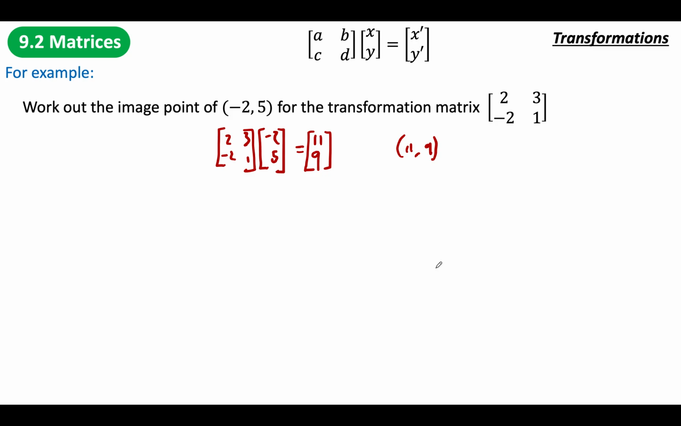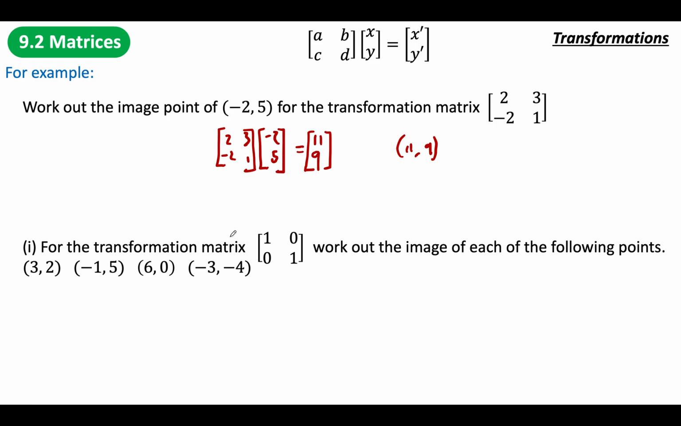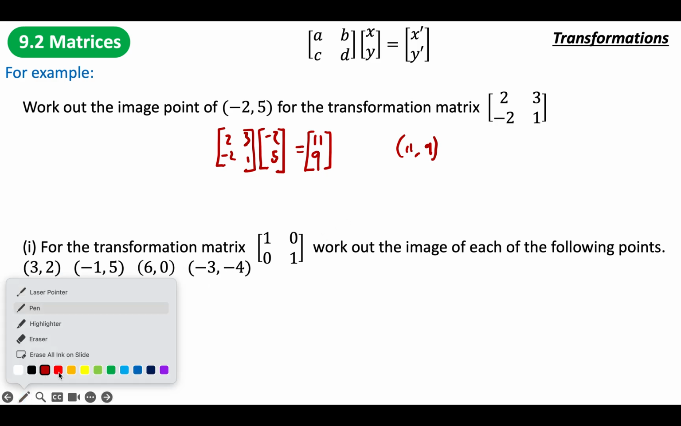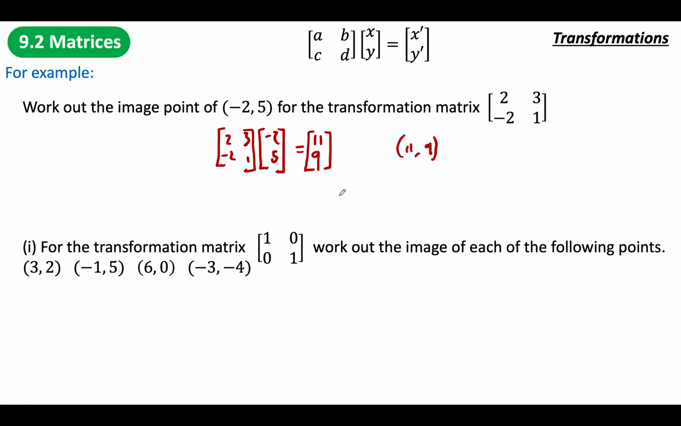Happy with that? Good. Right, what about the transformation matrix 1, 0, 0, 1? Work out the image of each of these following points. Right, and I'm going to do some working out above, I think, on this one. Just so I've got a bit of space.